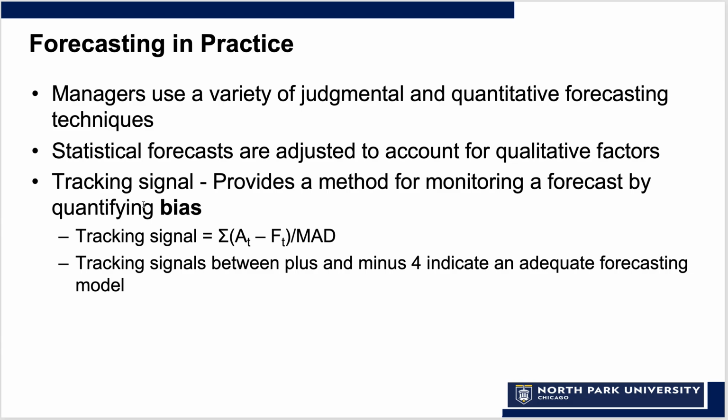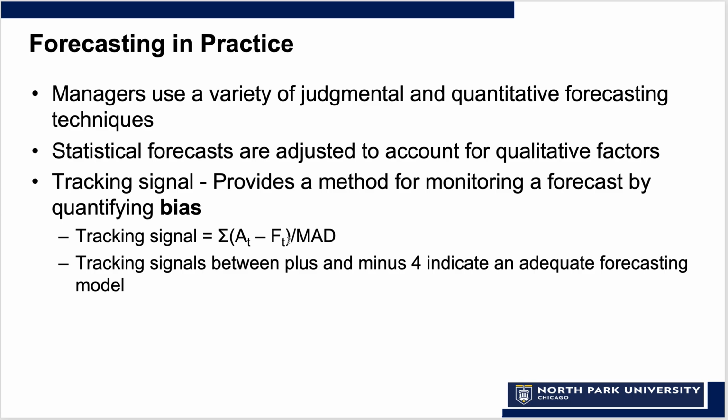So there's another thing called a tracking signal. It provides a method for monitoring forecasts by quantifying bias. Now, this is the deviation, this is the error: the actual for a given month minus the forecast for a given month. It could be positive or negative. You divide it by the mean absolute deviation. And when you take that and sum it up over all the time, if that's a negative number, you're under forecasting. If it's a positive number, you're over forecasting. If it's close to zero, you're probably happy.